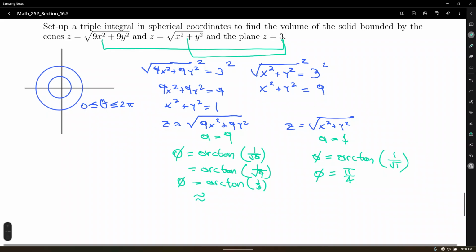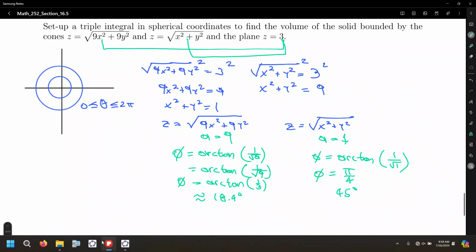Or you know what, degree mode is fine. Degree mode is fine. You should get an angle that is, what's that, smaller than 45 degrees for sure. 18.4, right? 18.4 degrees and 45 degrees, exactly.